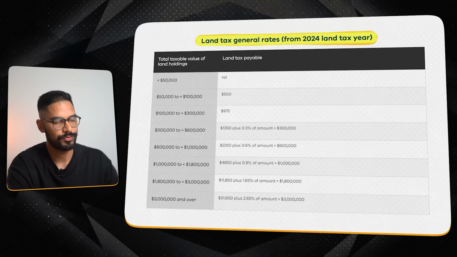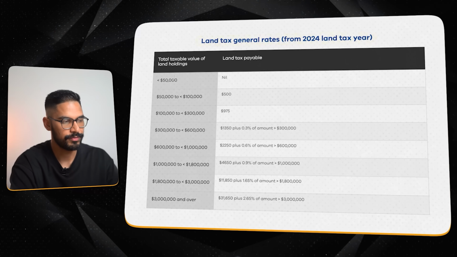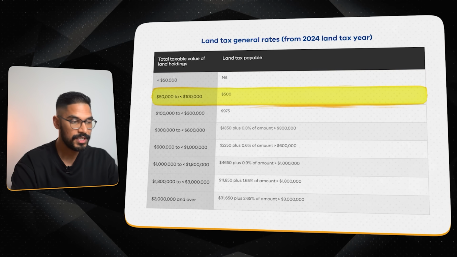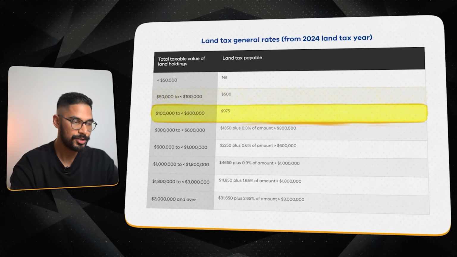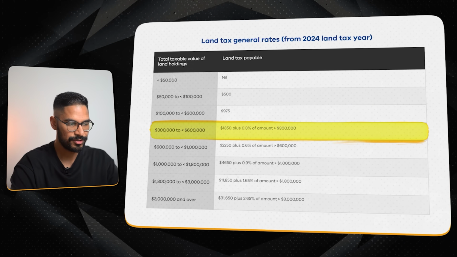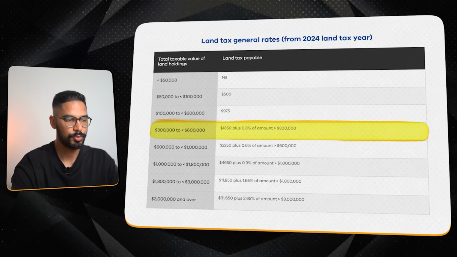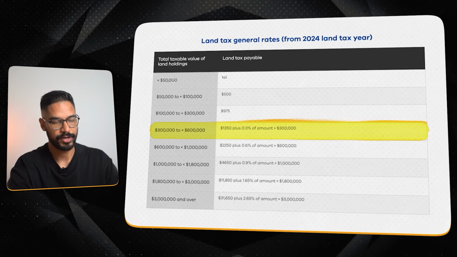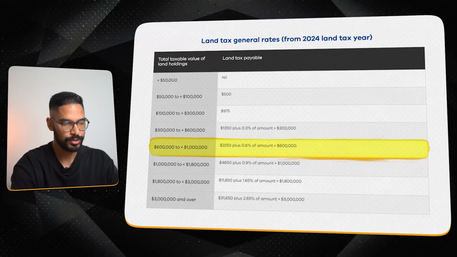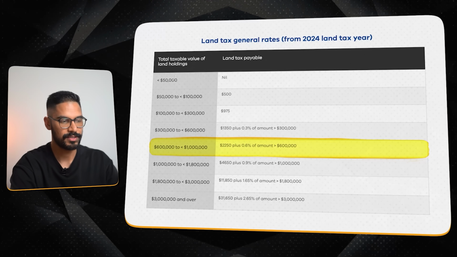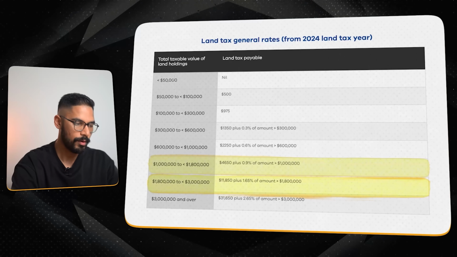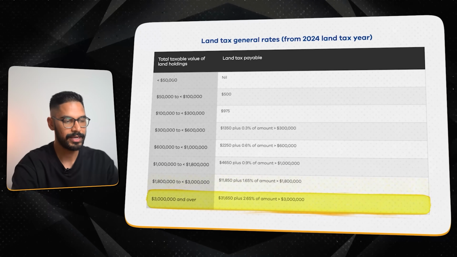So the general land tax rates in Victoria, where your taxable value of the land holdings is under $50,000, you pay nothing. When you get from 50 to 100, it's $500. From 100 to 300 is $975. Then when you get to 300 to 600, it's about $1,350 plus 0.3% of the amount more than 300K. And we'll use an example to bring it all home. Then 600 to a million is 2,250 plus 0.6% of the amount above 600K. Then 1 million to 1.8 million, then 1.8 to 3 million, and then we have 3 million and over.